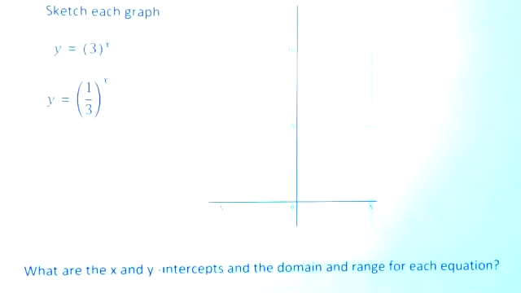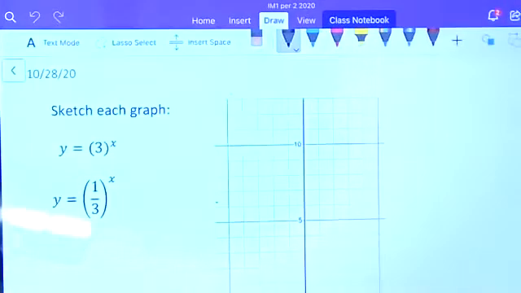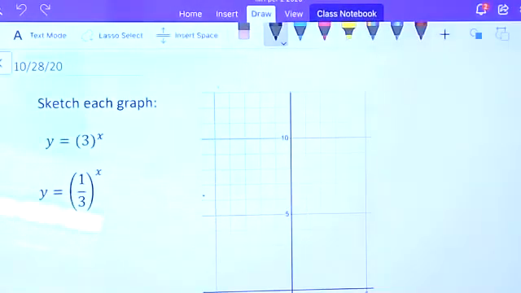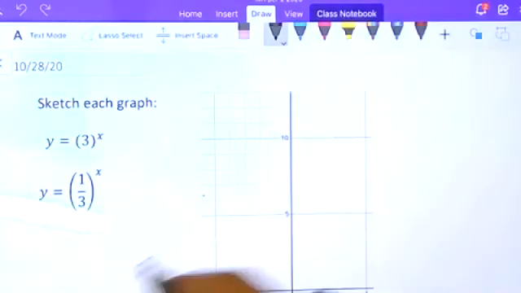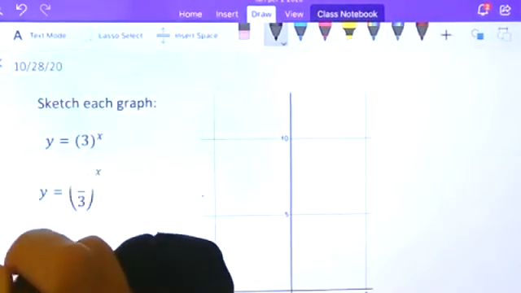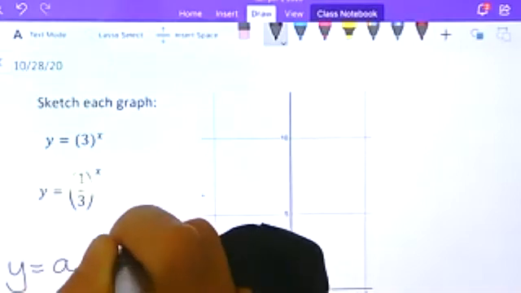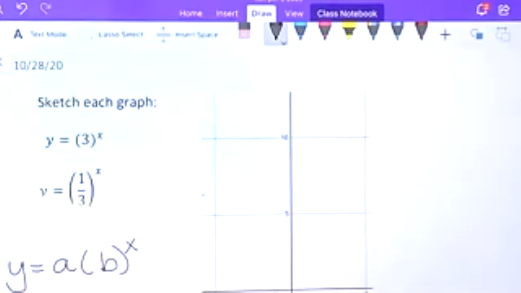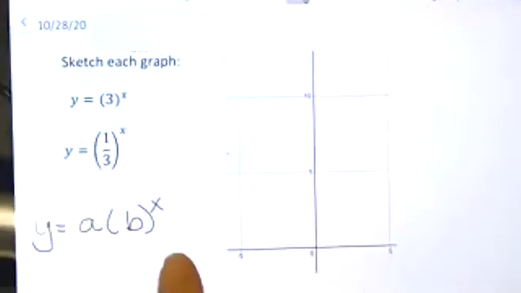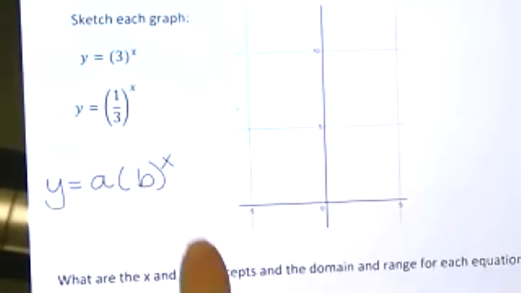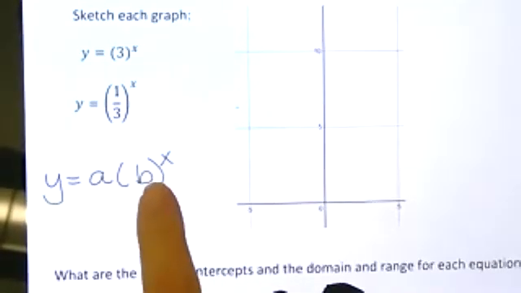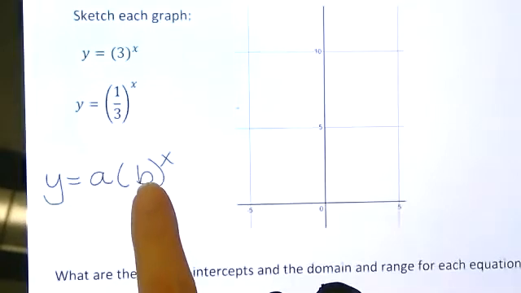There we go. So we have two equations, y equals 3 to the x and y equals 1/3 to the x. We know that exponentials take this form, a times b to the x. The base, the b right here, is the value that tells you how the exponential is changing.